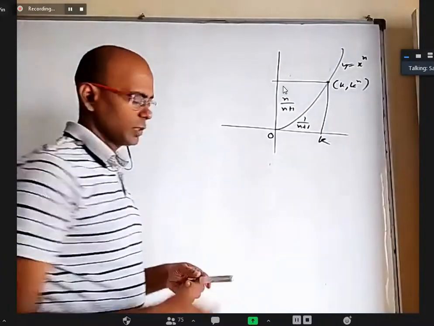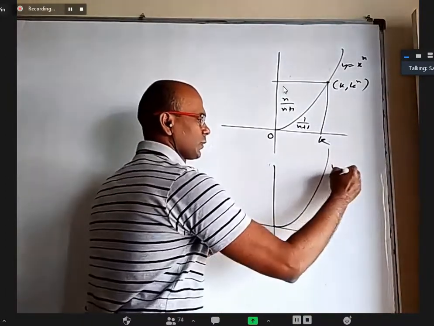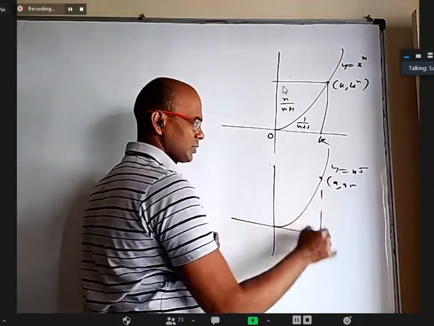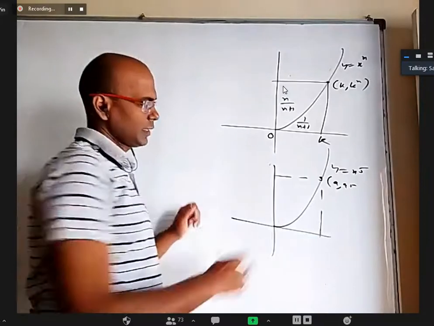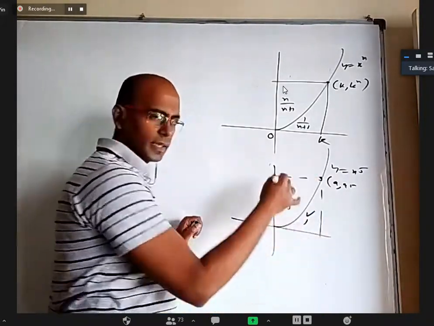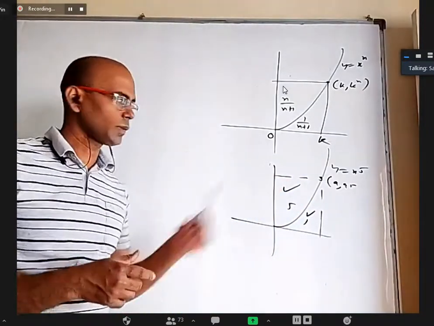Now, if somebody talks about, let us say, y equal to x power 5, and there is a point a comma a power 5, and there is some area. So I said this is 1:5. This area will be 1/6 of the rectangle. This area will be 5 by 6 of the total rectangle.